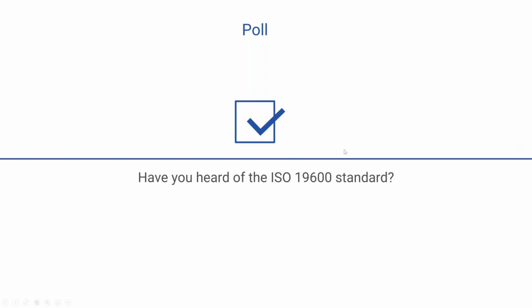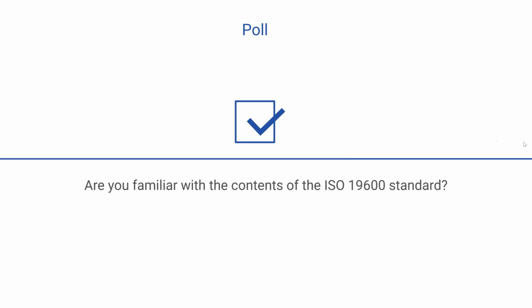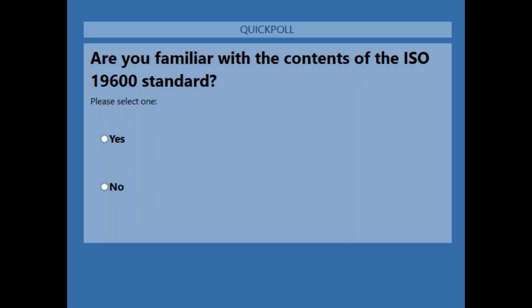And then I guess the follow-up question, which is more for folks who have heard of the standard, is for those of you who've heard of the standard, are you familiar with the contents? Most of the presentation today is about the contents of this standard, and I just want to get a sense of whether maybe you heard about it, but you don't really know what it's about. All right, so we've got about 87% of people saying that they're not very familiar with the contents of the standard. So that's great. That means I can share some information with you today that hopefully will be helpful.